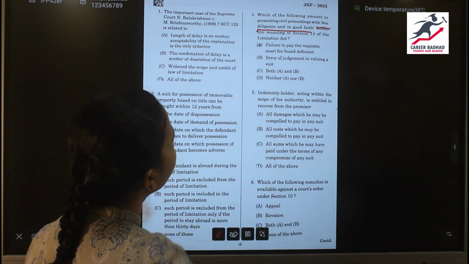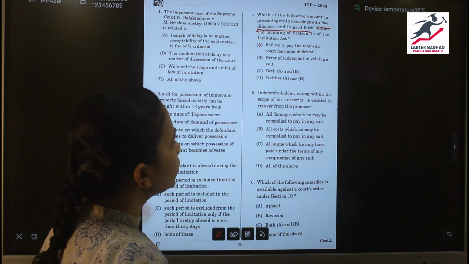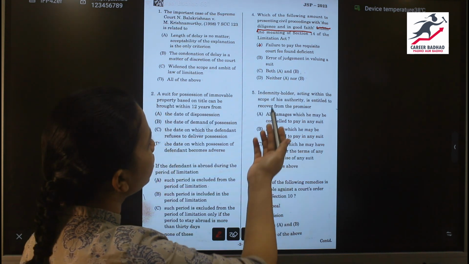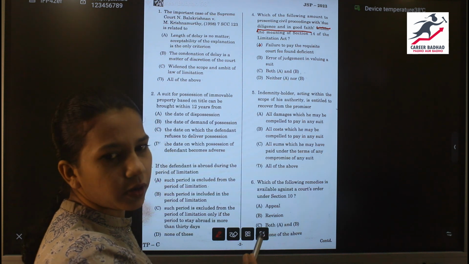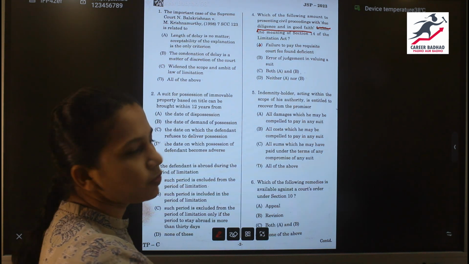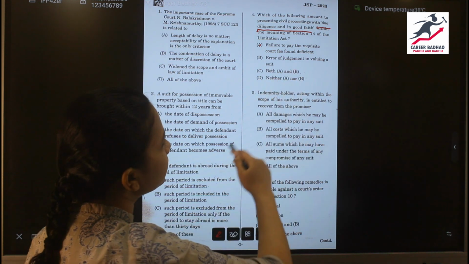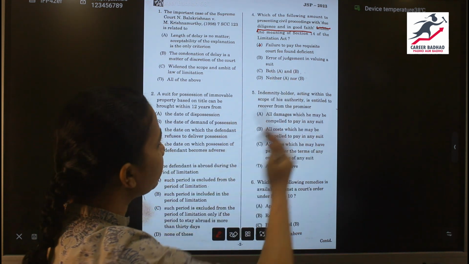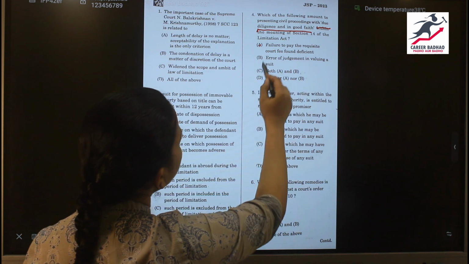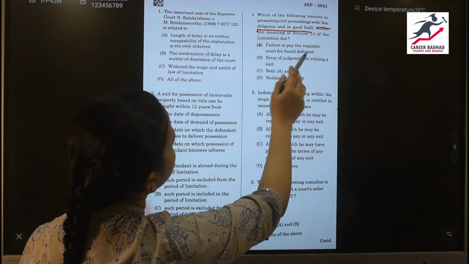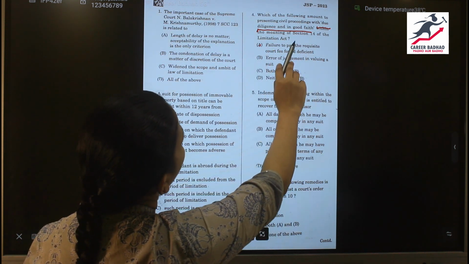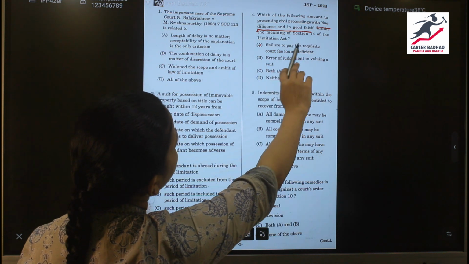Let's see option number B, error of judgment in valuing a suit. So error of judgment, this is also a fault from the plaintiff side, because for finding out the valuation of a suit, we have a Suits Valuation Act. So here it is very clear that there is an error from the plaintiff's end. So both the options A and B don't fall within the meaning of due diligence and in good faith.